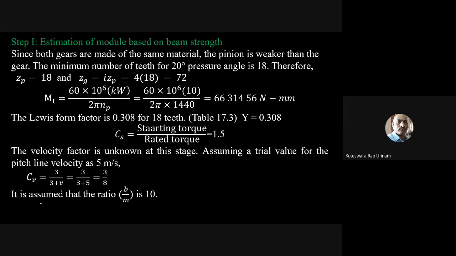One more thing is, we assume that B by M is also constant, which is taken as 10. Even this is not given. This is the trial and error approach only. B by M is taken as 10. Generally they will take it as 10. If you want to take 8, you can take it as 8 also, no issue.